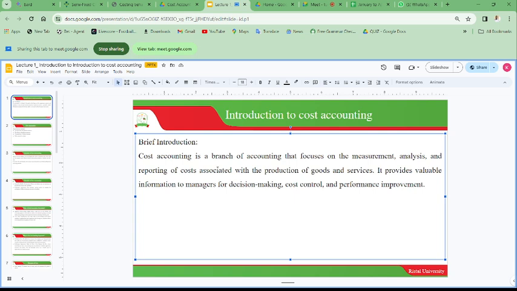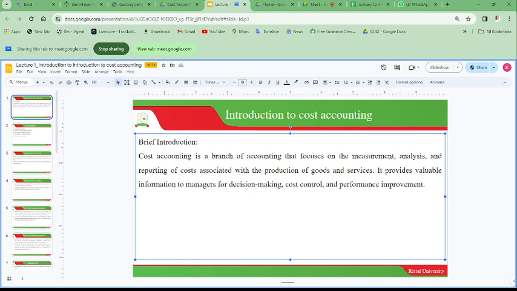Yes, good evening, everyone. Today we are going to, this is the cost accounting module. Today let's look at lecture one, which is the introduction to cost accounting. So let's start briefly with our introduction.